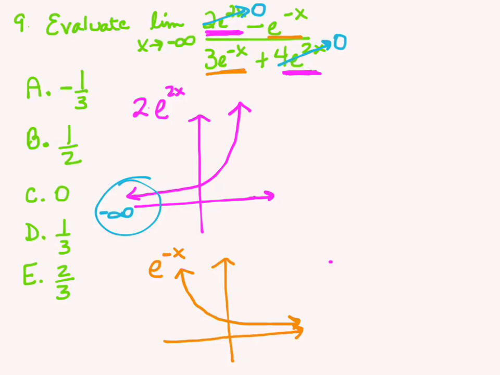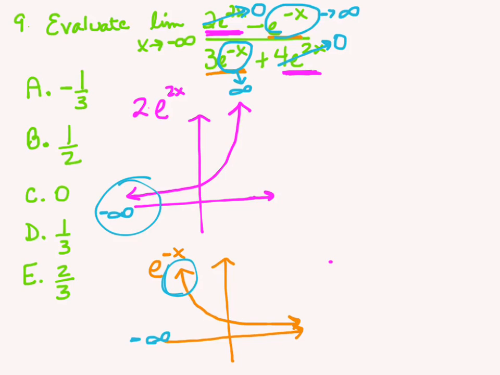Now if I multiply that by 3, it's just going to stretch it out, but my end behavior is going to be the same. And so out here at negative infinity, this graph is going to infinity. And so just this e to the negative x part, that's going to infinity, and this e to the negative x is also going to infinity.